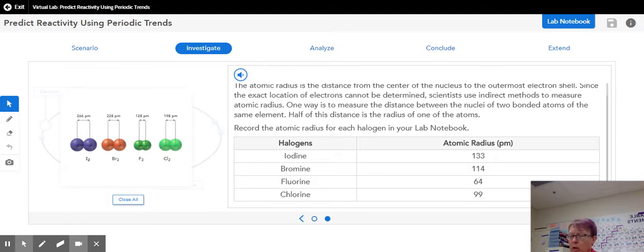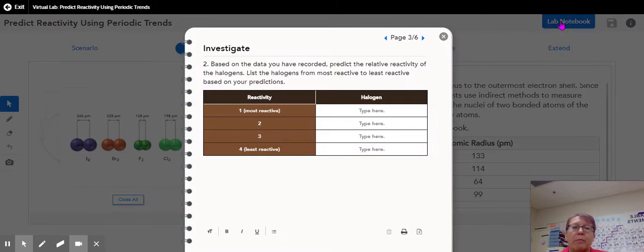I don't know about you, my memory is just always slow, so I'm going to write these down. So I've got iodine, bromine, fluorine, and chlorine. Iodine's radius is 133. Bromine is 114. Fluorine is 64, and chlorine is 99. The reason I wrote those down on my paper is because I have bad memory.